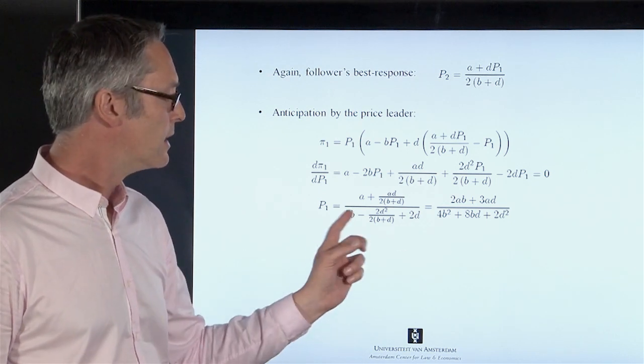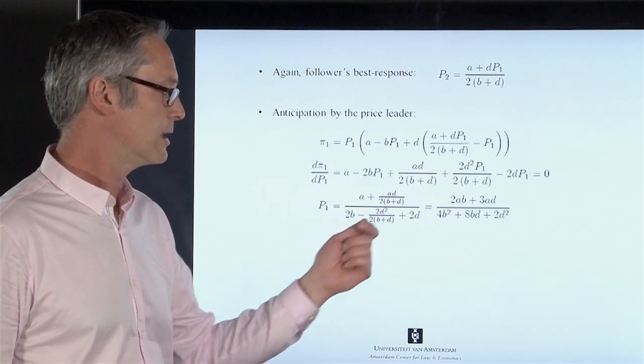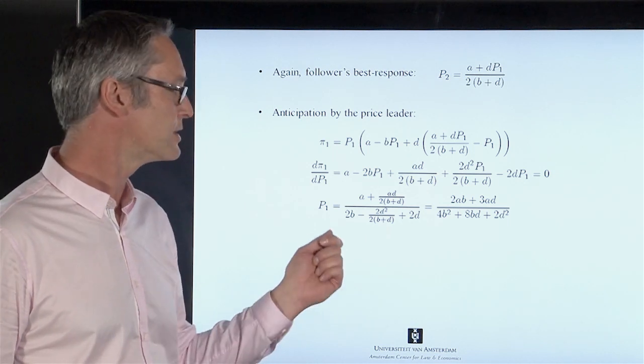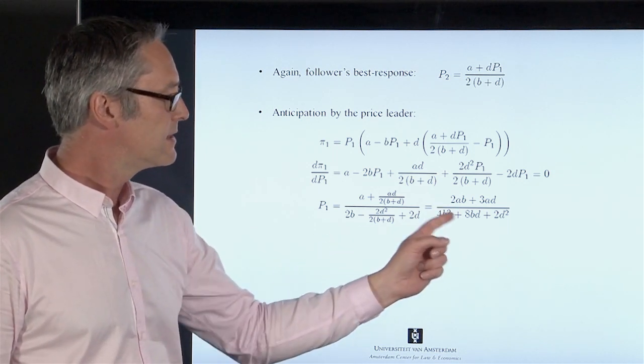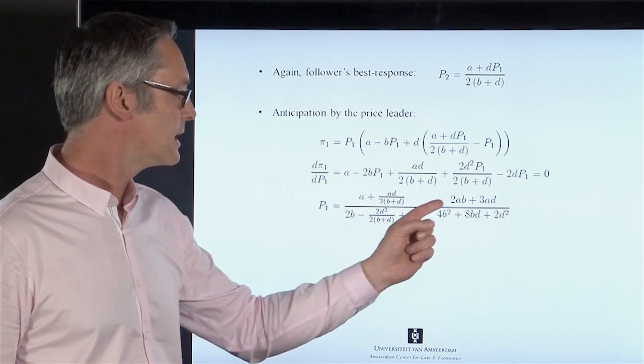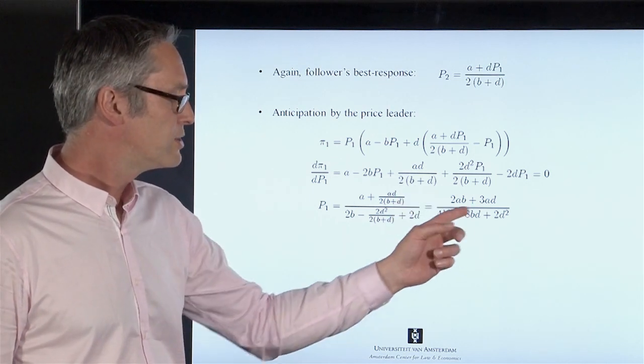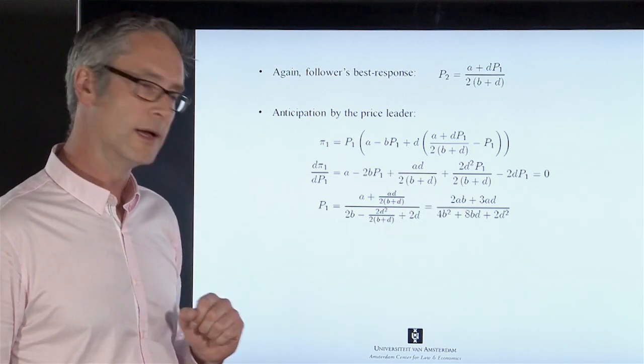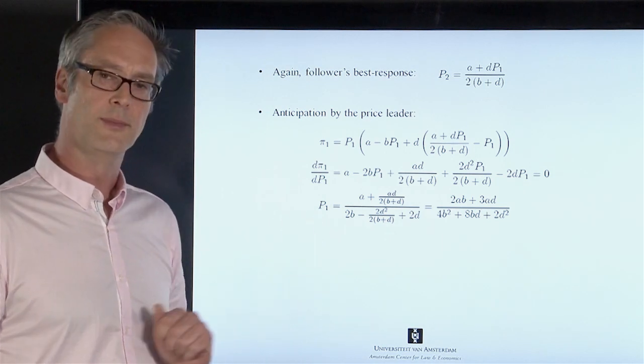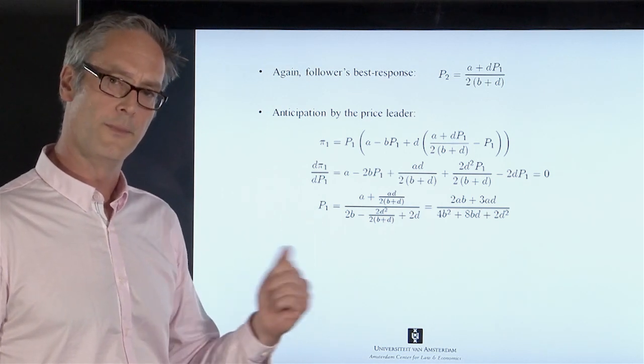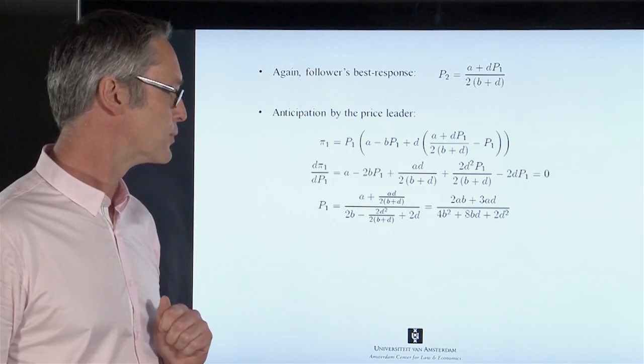So this is a number. And a little bit of creative algebra is necessary, so you have to stare at this a little bit. But in the end, it pans out like this. A, B, and D are featuring in this expression of P1. So this is the equilibrium value in the sequential move game for price 1.